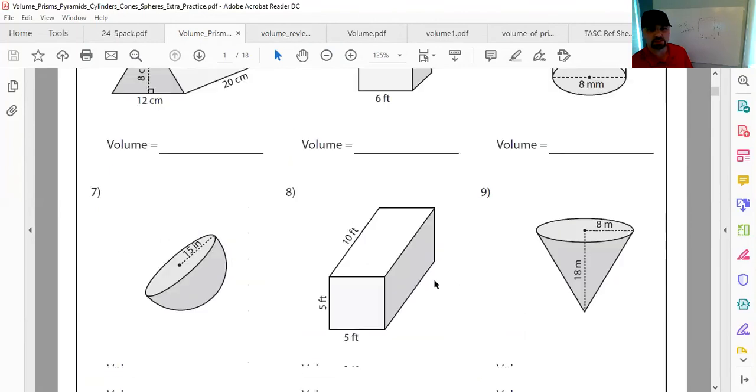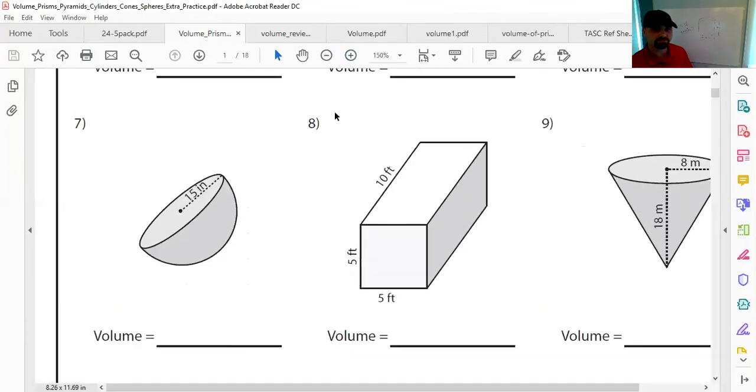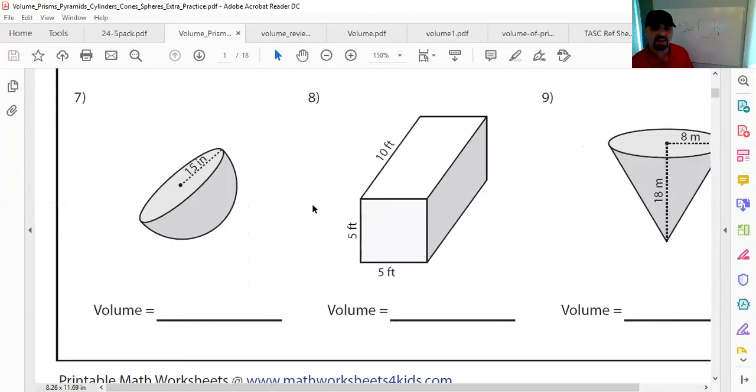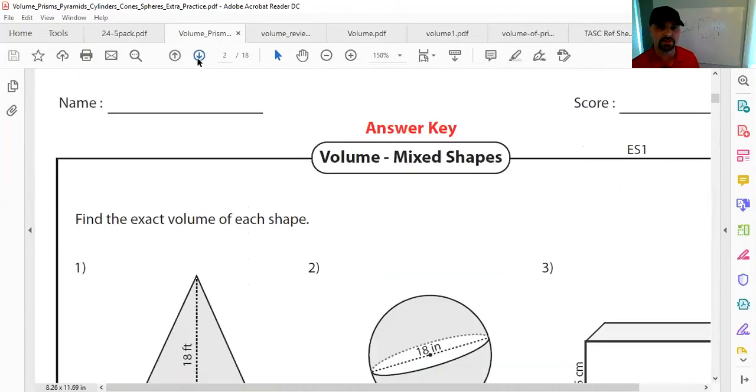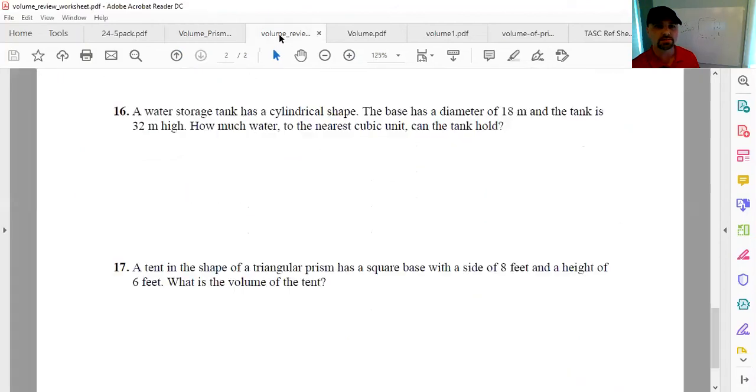Okay, so I think you can probably do all these. If you take a look at number 7 here, number 7 is a half of a sphere. So you're going to solve that problem exactly like you would a regular sphere, and then get your answer and cut it in half, because that would be half of a sphere. Okay, try some of these. Let me know if you need help.